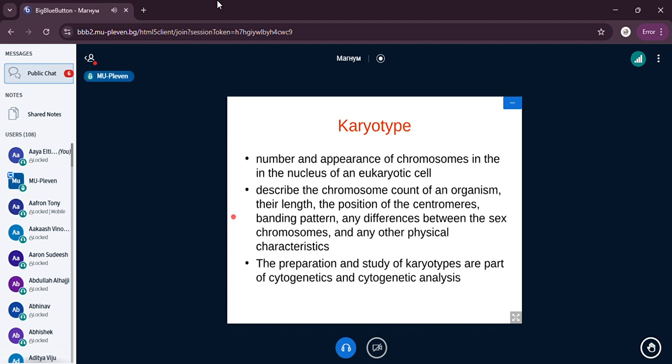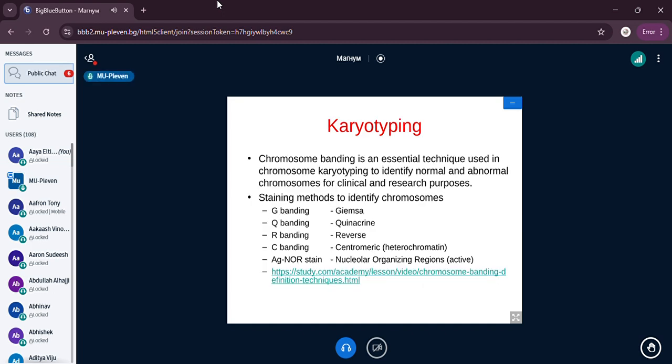So what is the karyotype? The number and appearance of chromosomes in the nucleus of a eukaryotic cell. It describes the chromosome count of an organism, its length, position of the centromere, banding pattern, any differences between the sex chromosomes, and any other physical characteristics. What is banding pattern? I'll tell you a little bit later after several slides. And the preparation and study of karyotypes, which are illustrated by karyograms, are part of cytogenetics and cytogenetic analysis. Why is it necessary? For identifying normal and abnormal chromosomes for clinical and research purposes.